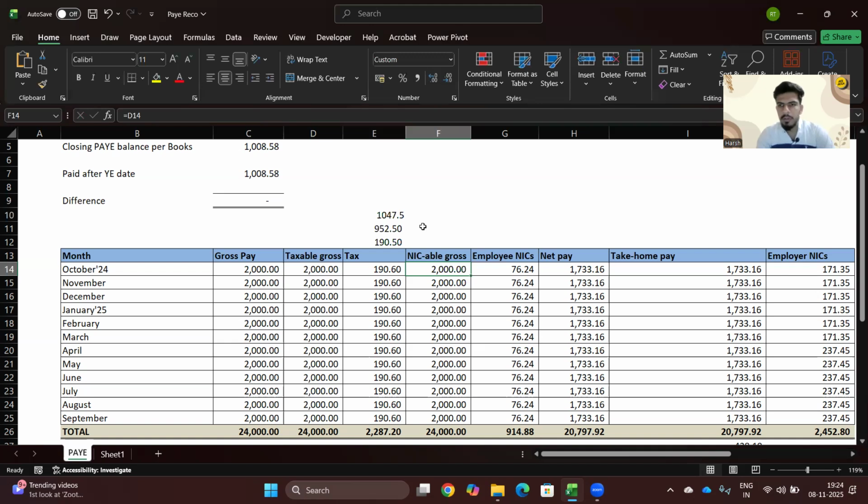Okay. Next is NICable gross. What do you mean by NICable gross? NICable gross is something on which we calculate employee and employer NIC. So for employee NIC also, we have different rates.